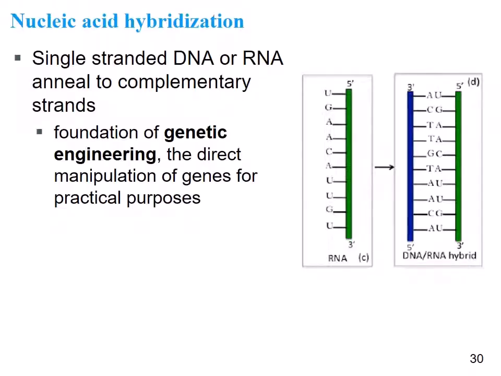So nucleic acid hybridization is just when single-stranded DNA or RNA molecules anneal to complementary strands, and realistically this is the foundation of genetic engineering, which is the direct manipulation of genes for practical purposes. The image that I've got here is where we've got a piece of RNA binding to a complementary piece of DNA, so we temporarily have this DNA-RNA hybrid.